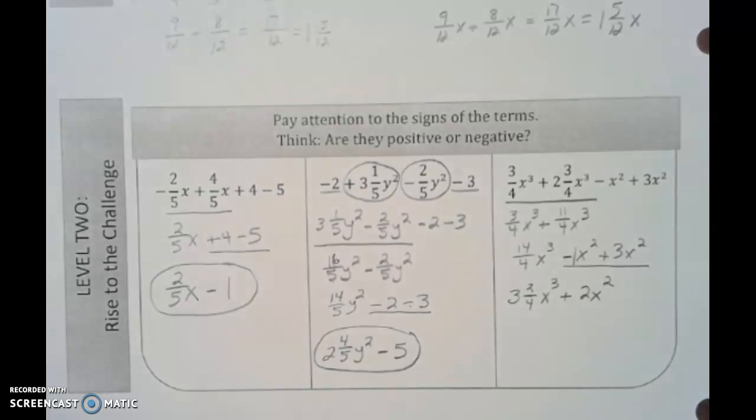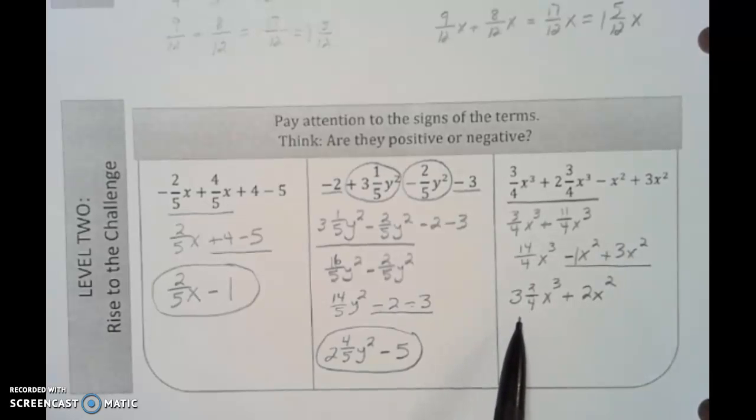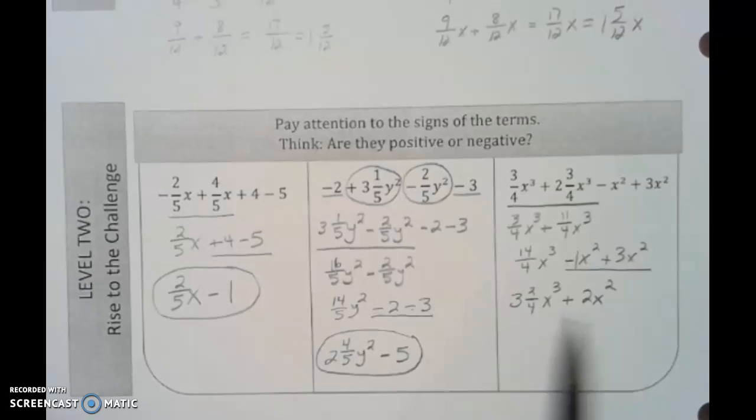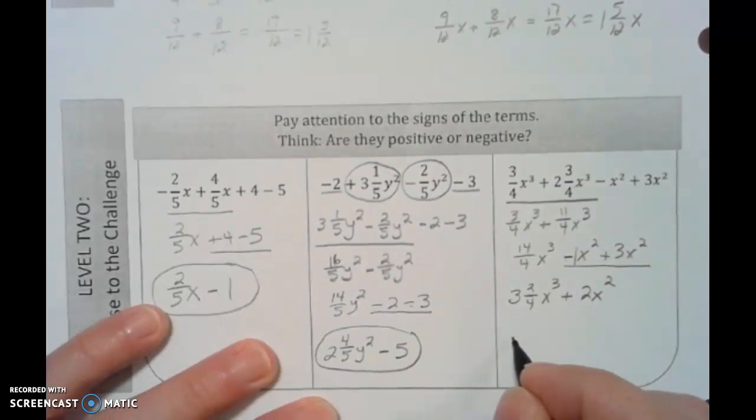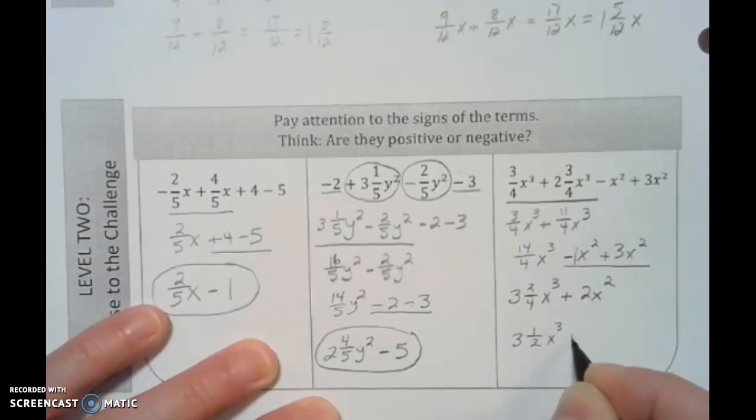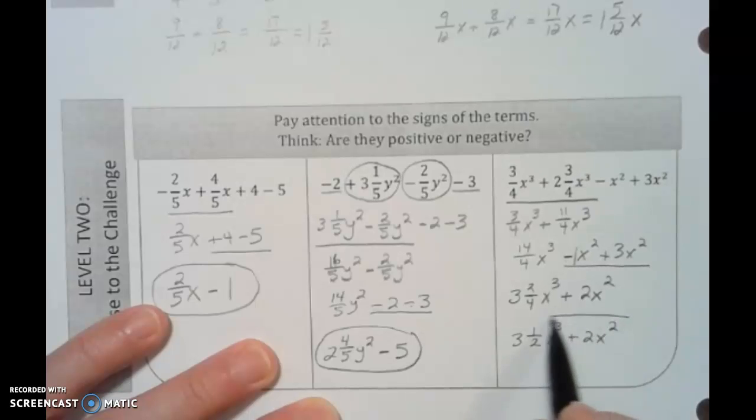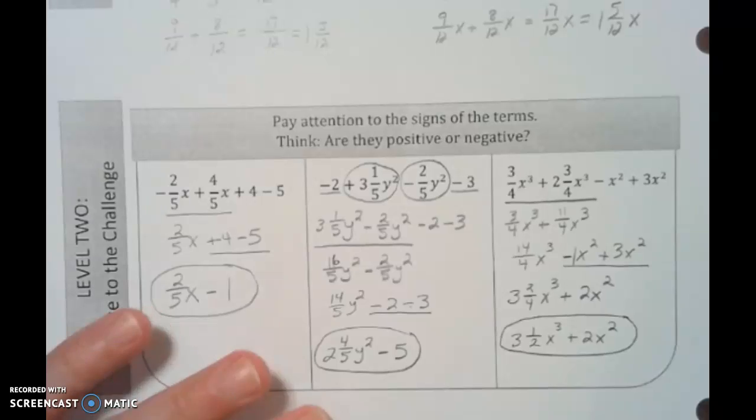Okay, and at this point you might be thinking that you're done, but remember, we are simplifying expressions, and if I look at this mixed number, that's actually not in simplest form. 2/4, that fraction simplifies down to a half. So this is going to be 3 1/2 x cubed plus 2x squared. X cubes and x squares are not similar terms, so that is now in its simplest form.